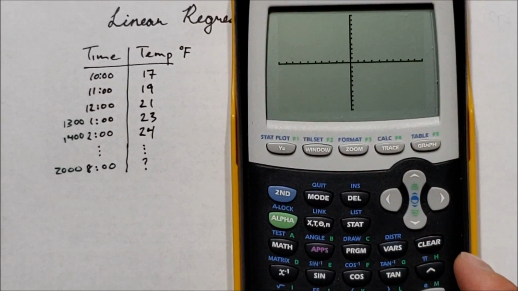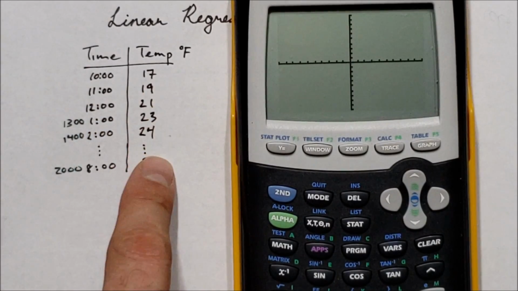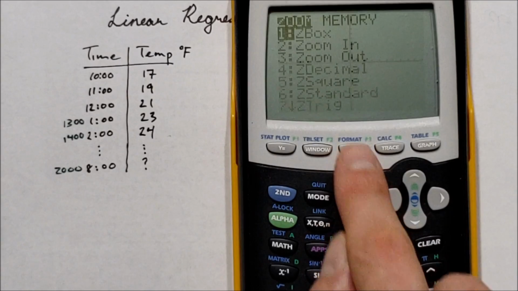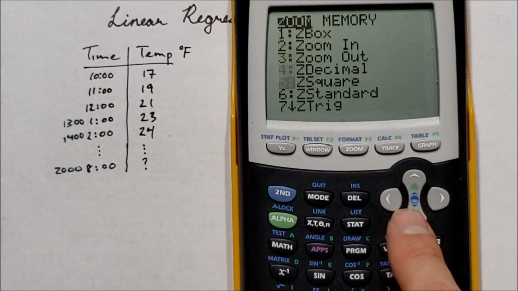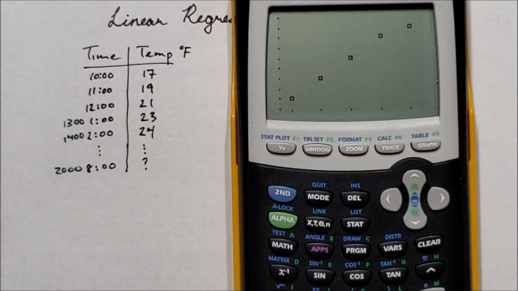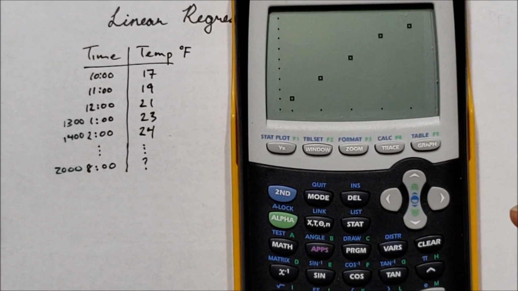We're still not going to see it because we're looking at 10, 11, 12, and 17, 19, 21. It's off of the graph. So we're going to zoom, and if we scroll down, the 9th option is zoom stat. So we're going to zoom on the statistics that it's graphing. Hit enter on that, and we see these data points on this scatter plot graph that we've just created.